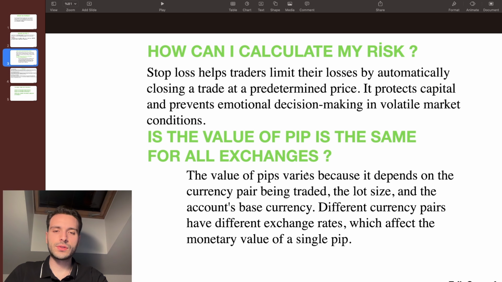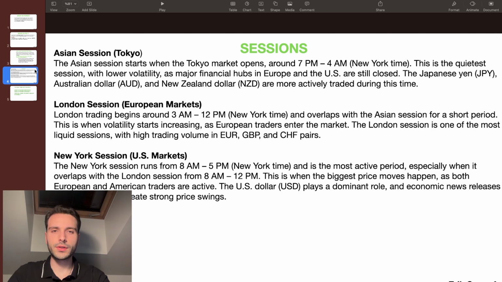So my suggestion is, after making your analysis, calculate the amount of risk and the lot size before entering the market. Sessions: we have three different main sessions inside of the market, and each of these sessions has its own characteristics inside of the market.